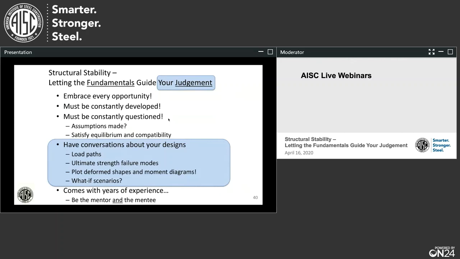And then, of course, there's the whole world of what-if scenarios. What if this connection were to fail or that member were to buckle? How would the forces redistribute? Do we have alternative load paths? All right. And judgment comes with years of experience.